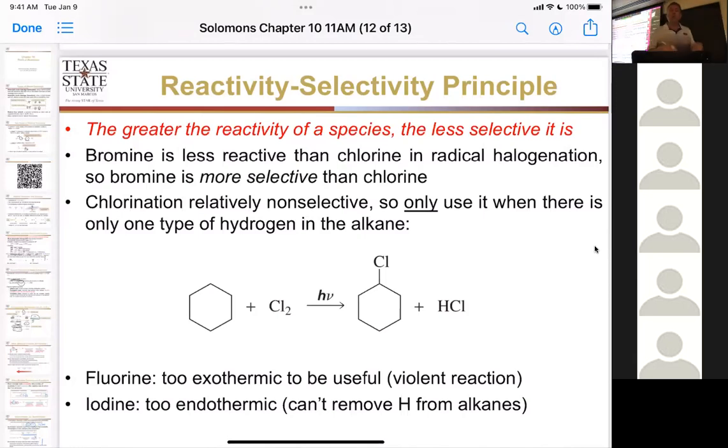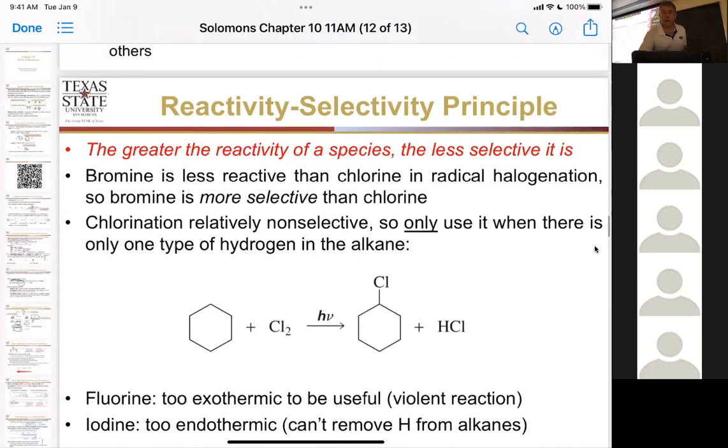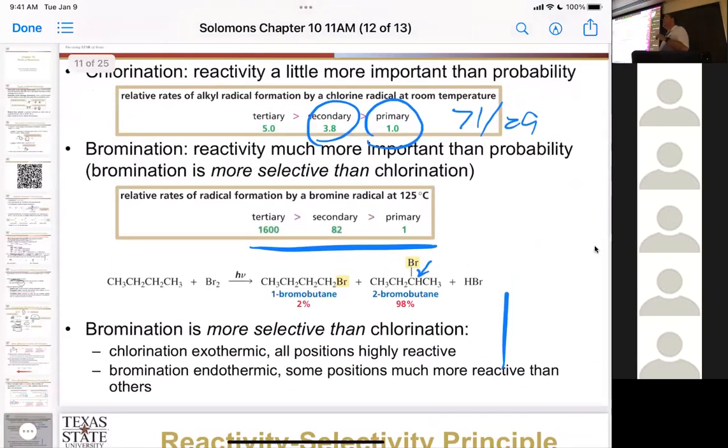But bromine is less reactive, and so it can wait a while and say, I don't need to get that primary hydrogen abstraction. I'll wait till I can get that secondary, because it just feels better. And so that's why there's that selectivity difference. It's 1 to 82. So for every 83 molecules, 82 of them are going to be the secondary. Only one of them is going to be that primary.